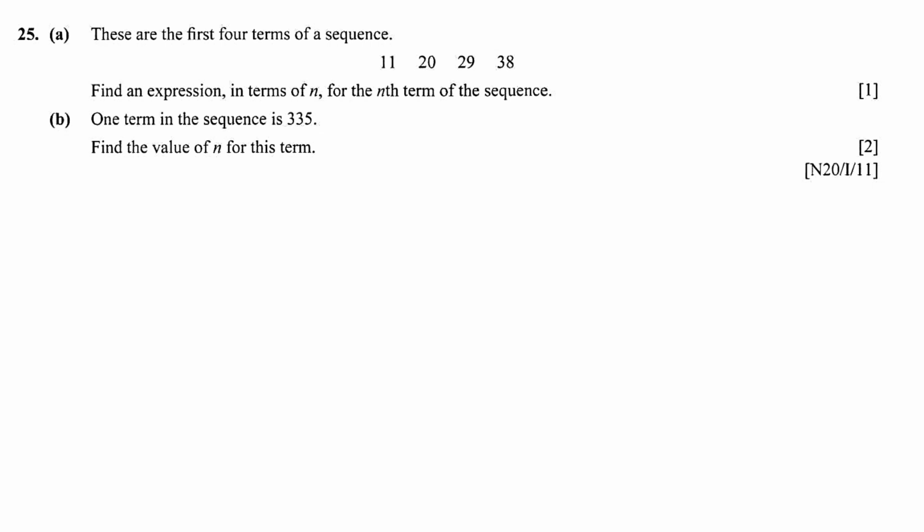For the next question, you're given 4 terms, 11, 20, 29, 38, and we are asked to find the expression for the nth term. So let's examine. 11 plus 9 gives you 20, 20 plus 9 gives you 29, 29 plus 9 gives you 38. So we are very lucky, as this is a linear kind of sequence. So we can just use this formula. A represents the first term, which is 11. D represents the difference between the first and the second, which is 9.